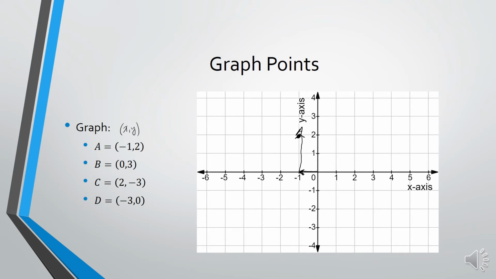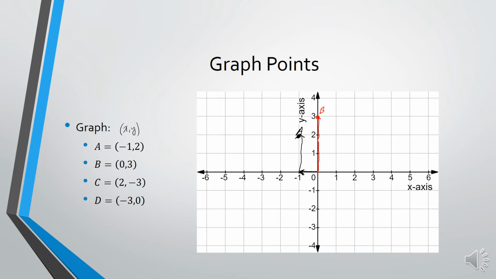Next, I'm going to do 0, 3. So the X direction for 0 means don't go left or right, just stay there. So there's my 0. Then 3 means go in the positive Y direction 3. So there's my point, and there's B.